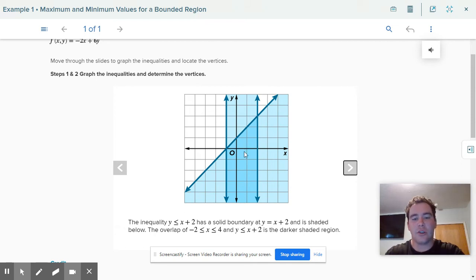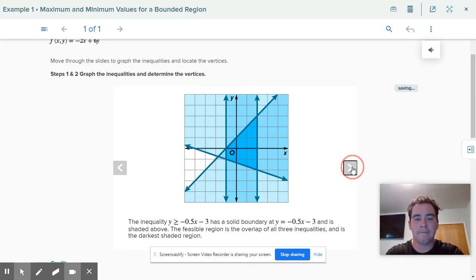That's the next region. We have one more, and it's the inequality y is greater than or equal to -0.5x minus 3. It has a solid boundary at y equals -0.5x minus 3, and is shaded above since it's greater than. So if we look at this line right here, the new one that's graphed, we're graphing above it. The feasible region is the overlap of all three inequalities and is the darkest shaded region. So we have our boundary from here straight down and over here. The darkest region here is the feasible region.